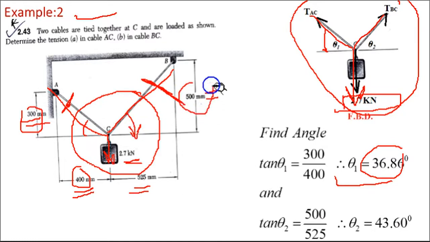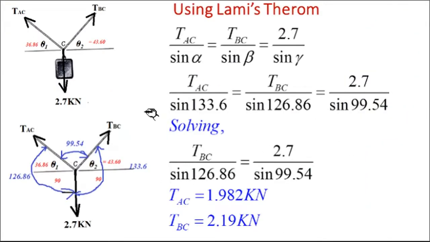It is nothing but front side upon adjacent, means what? 500 by 525. You will get this theta 2 as 43.60. So here you can show that theta 2 is 43.60, like this. Now this particular diagram is in solvable form. We know the angle, this angle is 43.60, it is 36.86, 2.7 is downward.